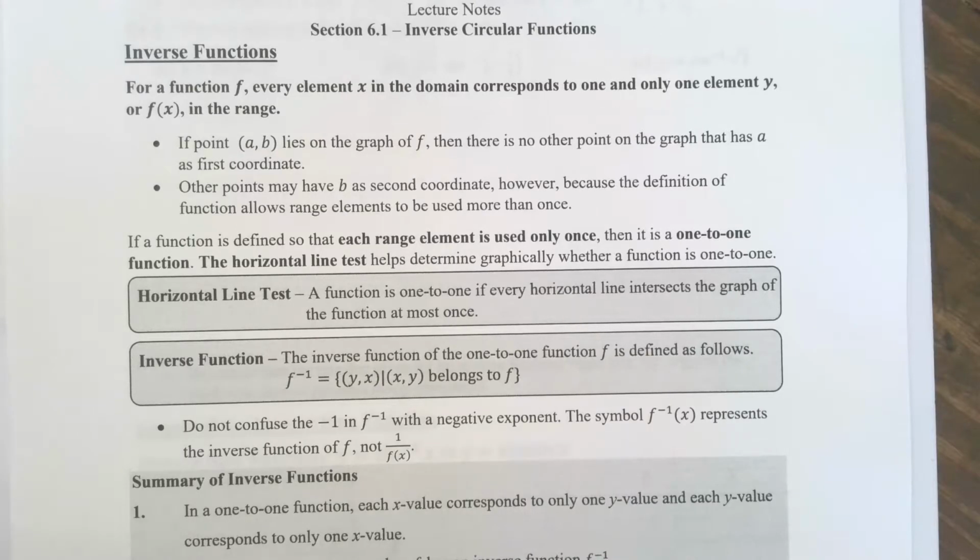The horizontal line test helps determine graphically whether a function is one-to-one. The horizontal line test says a function is one-to-one if every horizontal line intersects the graph of the function at most once. Okay. So examples from college algebra.